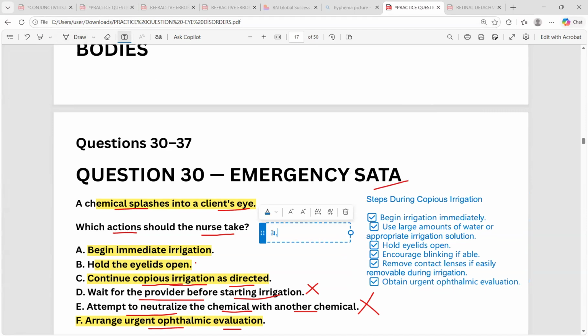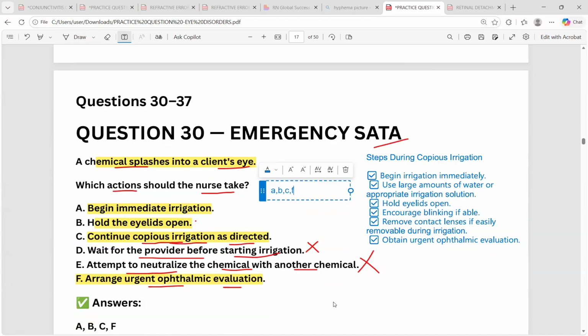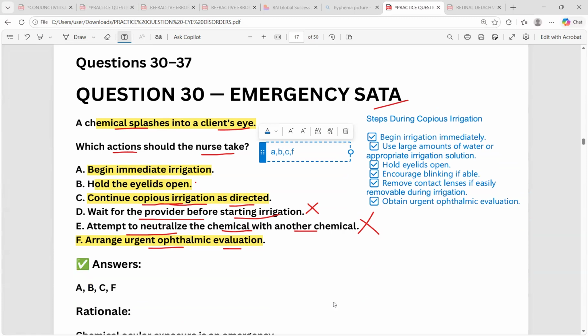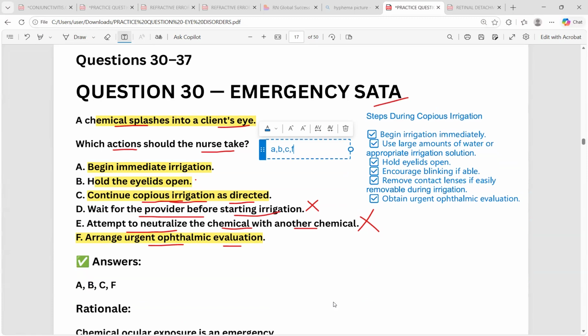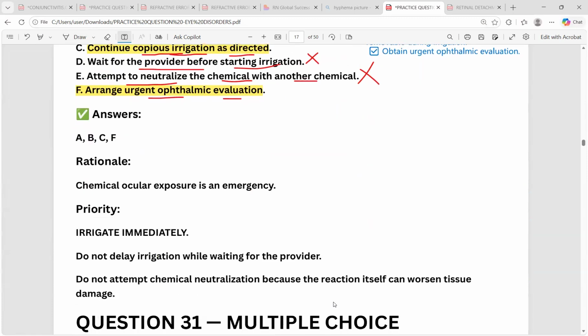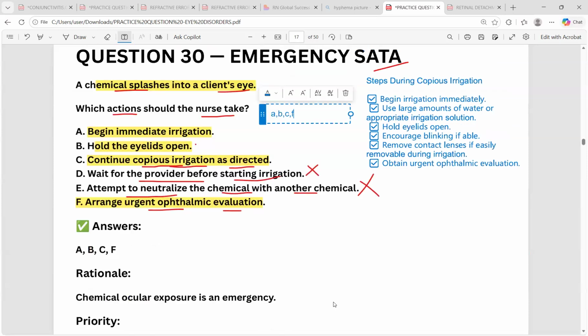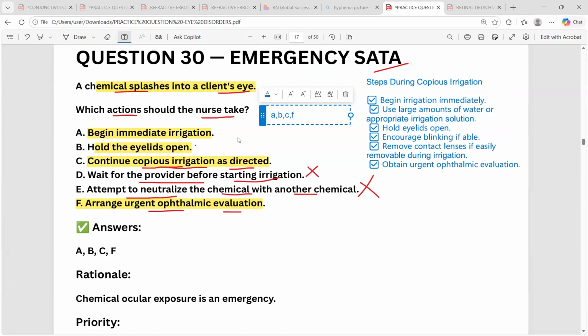So what are your answers? A, B, C, and F, ma'am? Yes, we can check with the answer. Yes, that's our correct answer. A, B, C, and F are the correct answers. So you had doubt about keeping the eyelids open, but usually the priority action is irrigation. So at that time the eyelid should be open. It should not be kept closed. So that's the correct answer.